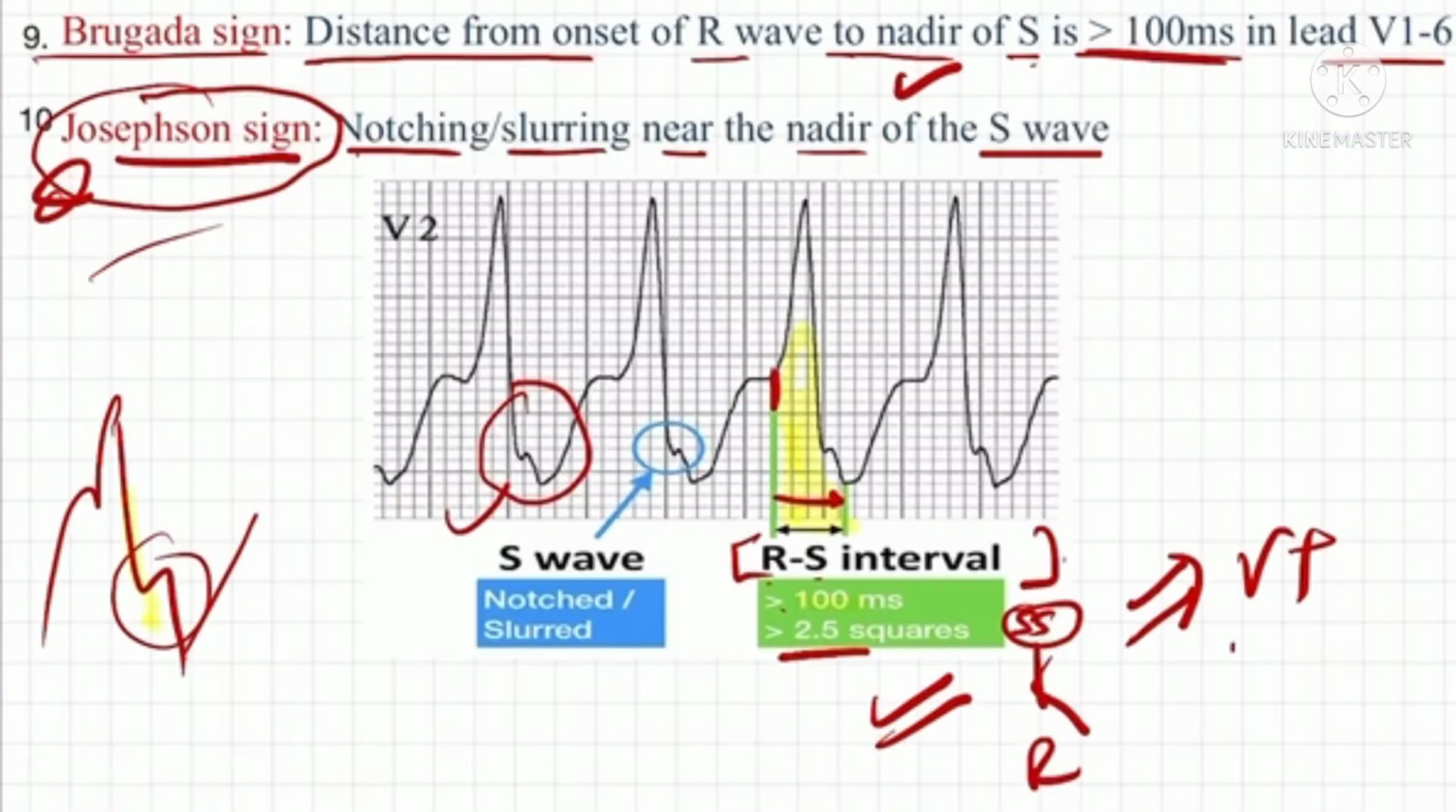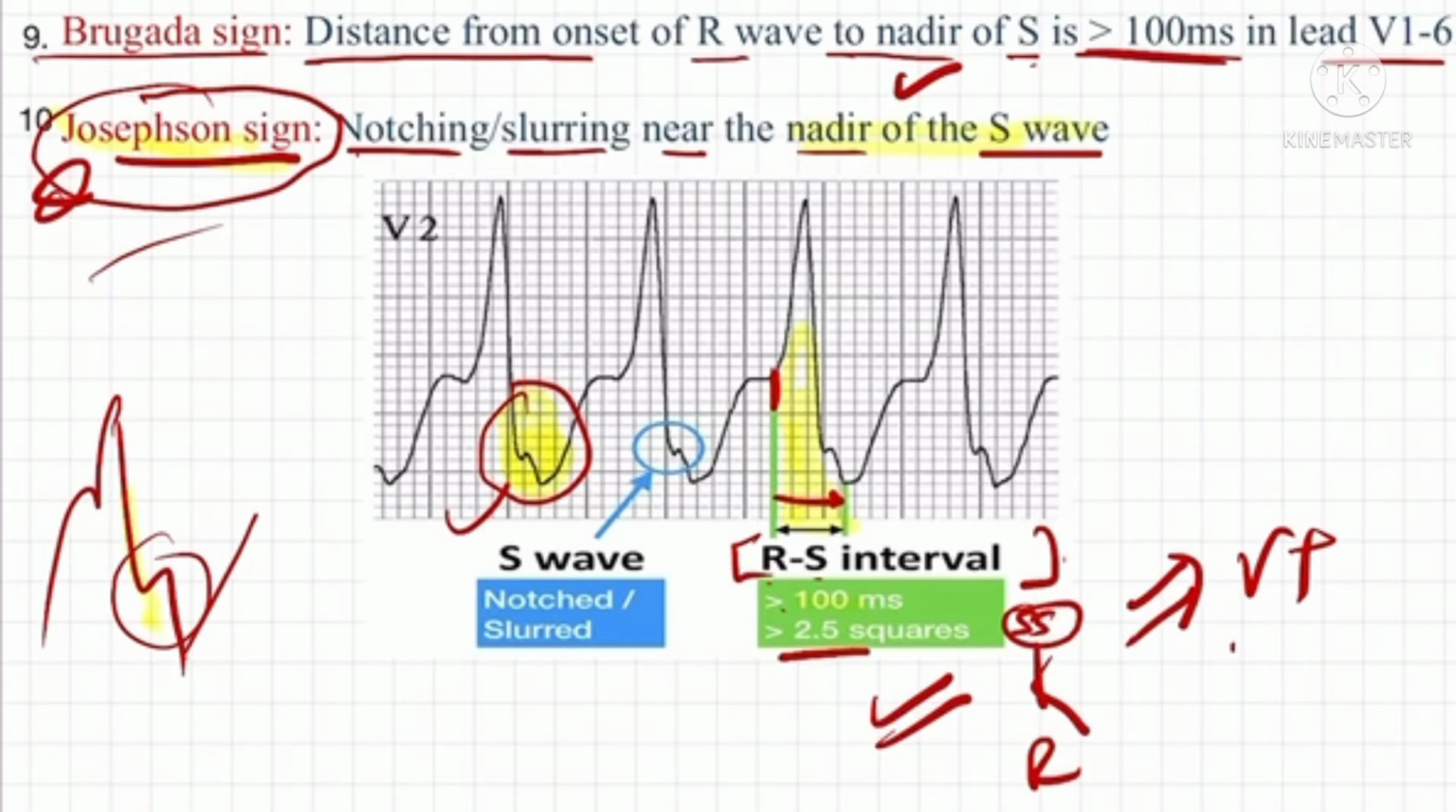Same is Josephson sign. In Josephson sign, we see a deflection, or there is a notching in the S wave, or in the nadir of the S wave. This is Josephson sign. These 10 points are very important to help suggest the feature of the VT in an emergency situation, to always differentiate from the SVT.